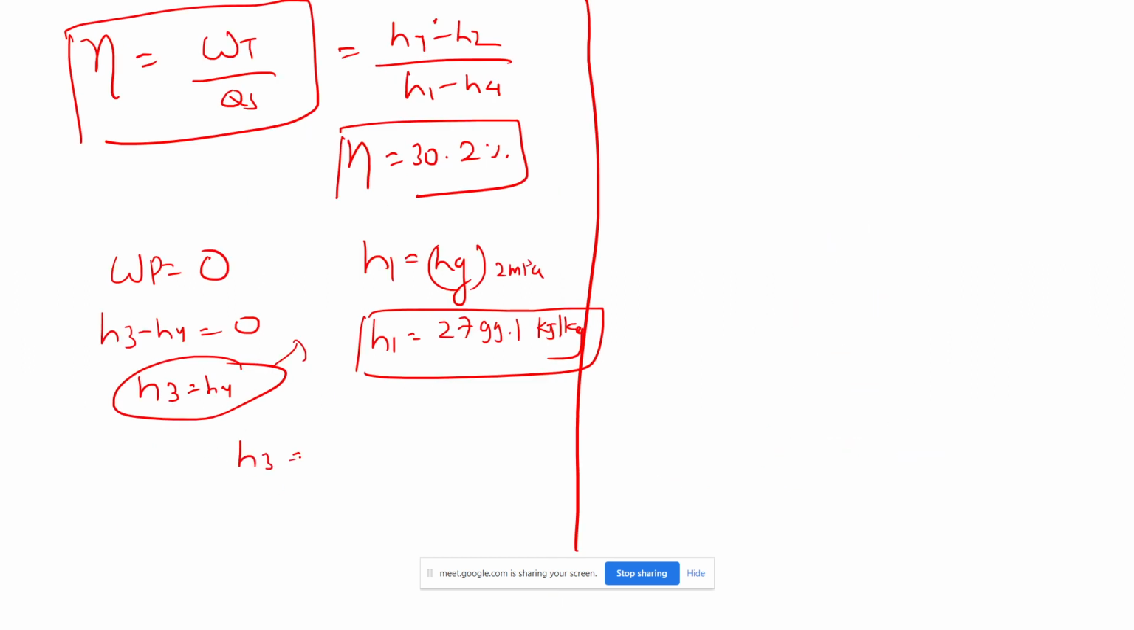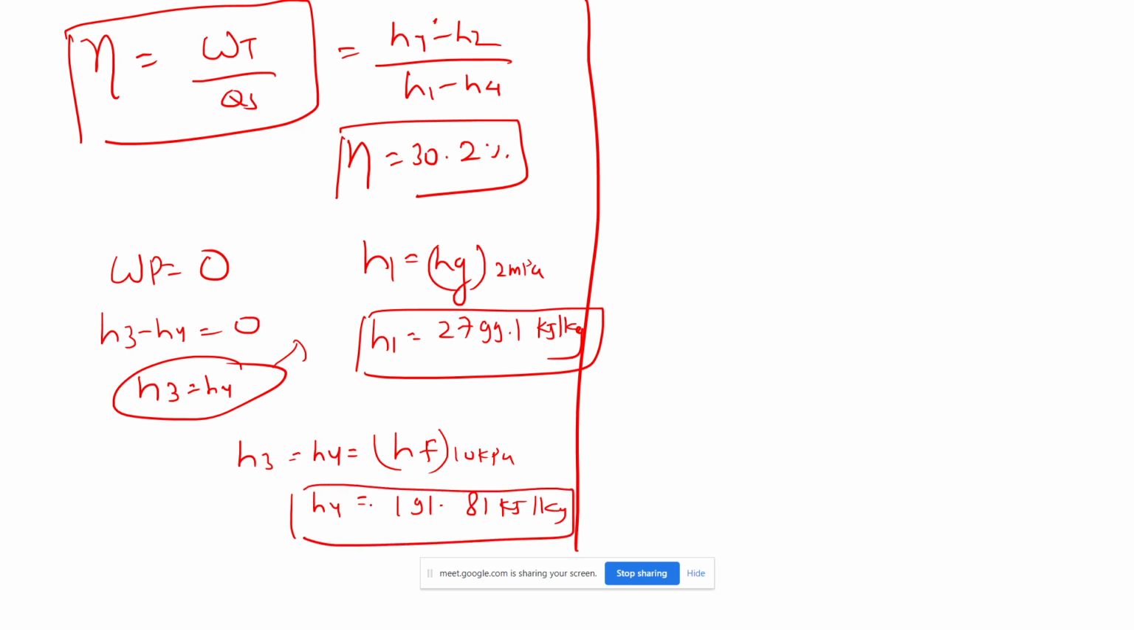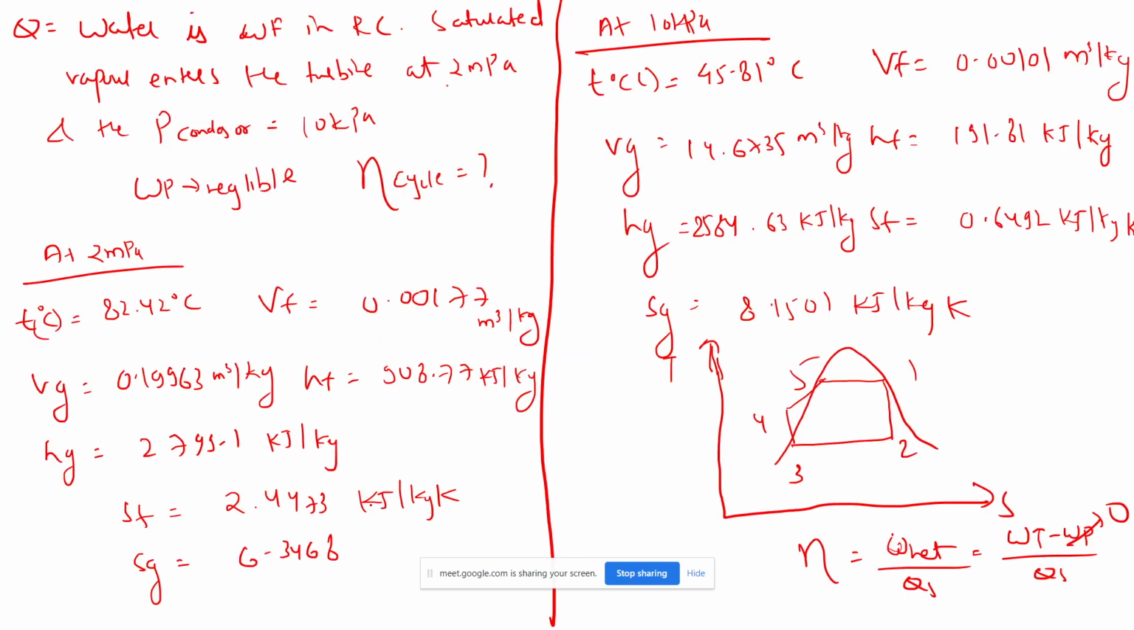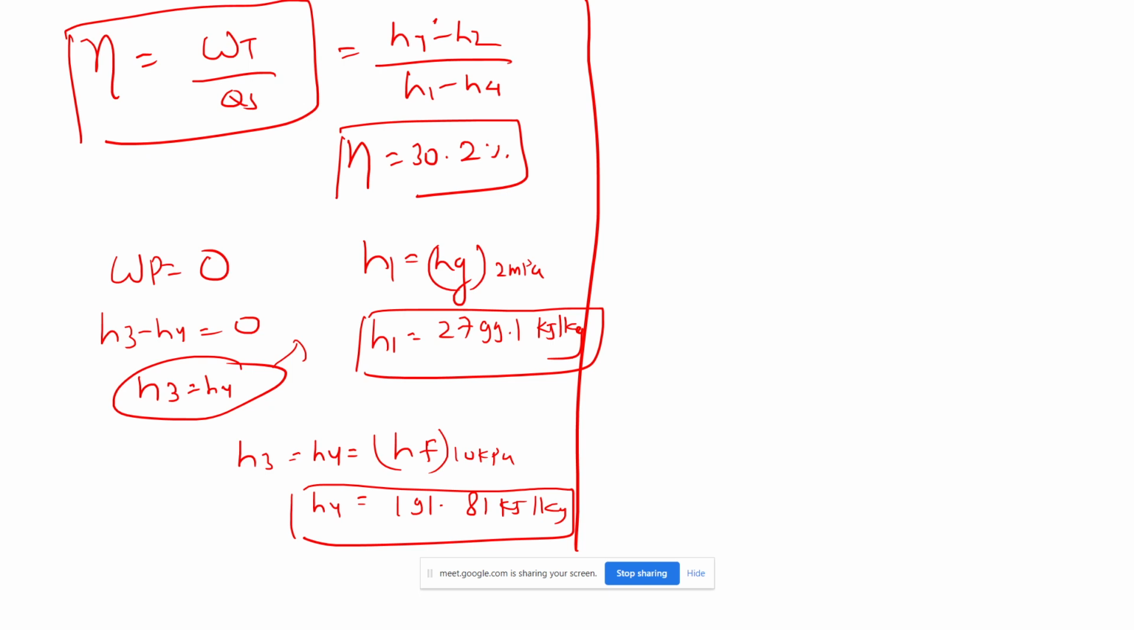So H3 will be equal to H4. What will it be equal to? Hf at 10 kilopascal, because it is on the saturated liquid line. What is the value? 191.81 kilojoule per kg. So we directly write H4 here. Now we just have to calculate point 2, which is the only one missing for the efficiency.